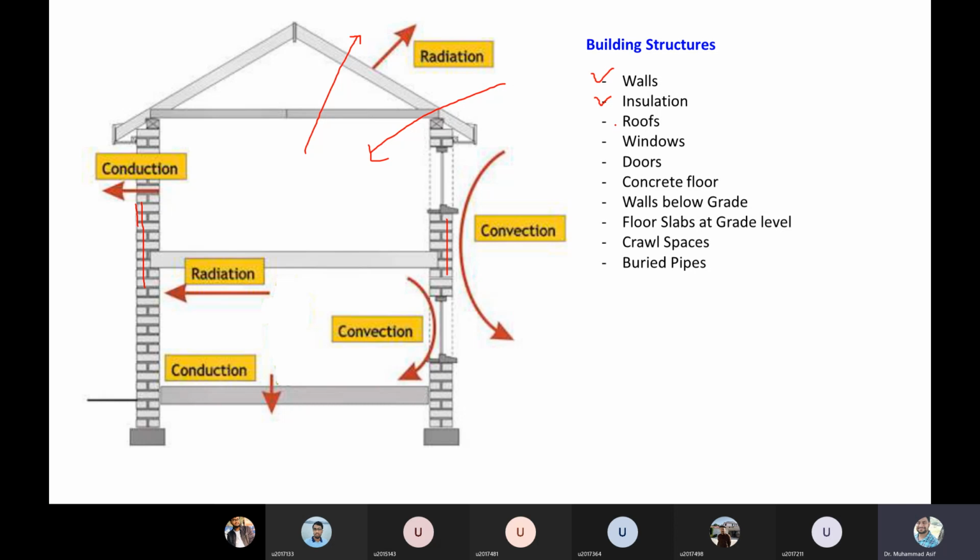And similarly, the building structure means the roofs, right? So this is a roof, as well as the ceiling, right? The doors, the windows, the concrete floor. Even in the floor, we have many layers. The top layer we normally call the floor, I mean, the concrete floor. And then behind the concrete floor, we have so many layers. For example, the lowest layer is the soil, right?